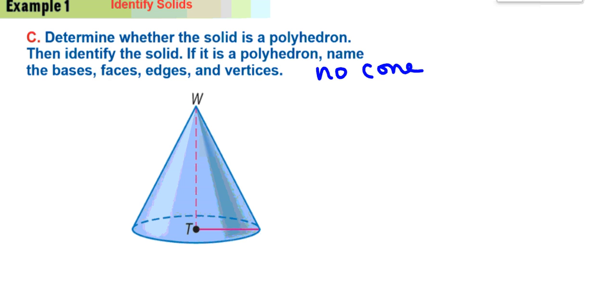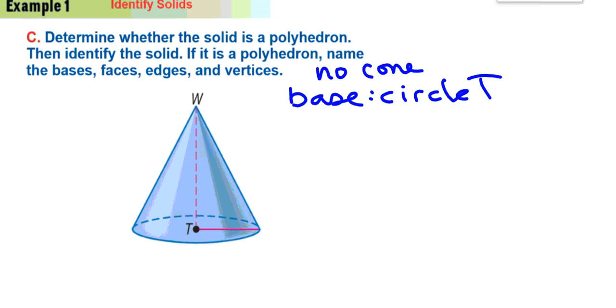Now, the tricky thing for this one is we can't name all of those things, but I want to name the things that we can name. So it has a base, and we can name the shape of the base. What is the base? Circle, and its name would be what? T. So the base is circle T.